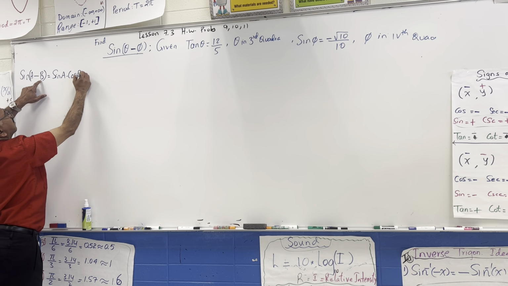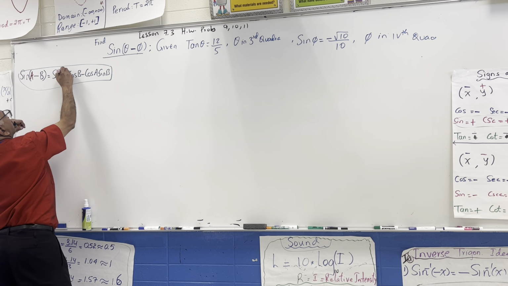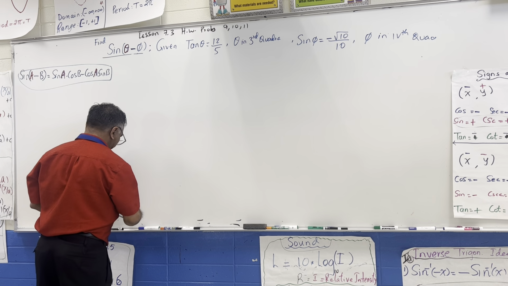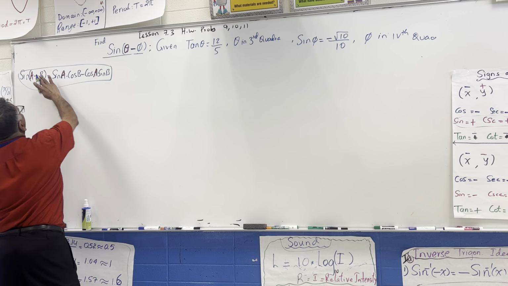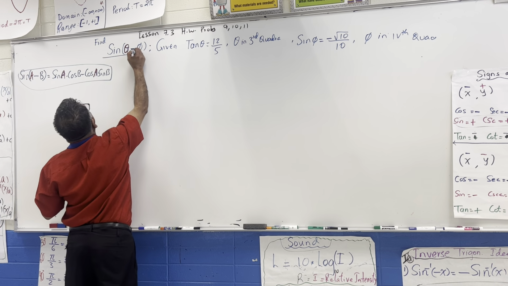So in this case the A that you see here, the red A, is what here? Theta. Do you see that? Red A is theta, and the blue color is the B, right? So now let's see what is given: tan theta is 12 over 5, and that's positive.